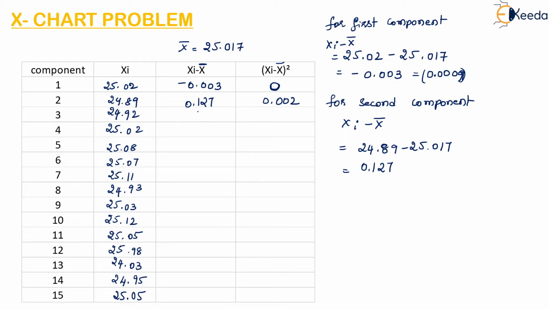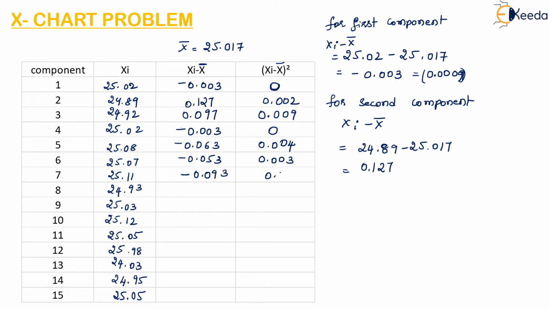So we will get different values, that is 0.097. When you square it, you will get 0.009. Then you will again get minus 0.003 here, so we will consider it as 0. Then minus 0.063. When you square it, you will get 0.004. Then you have minus 0.053, which gives 0.003. Then minus 0.093, which gives 0.009.